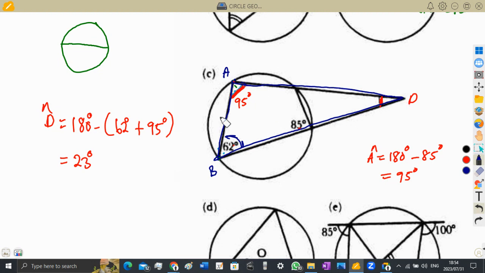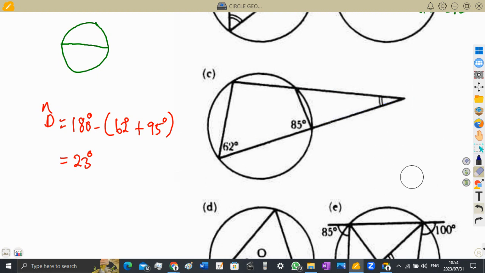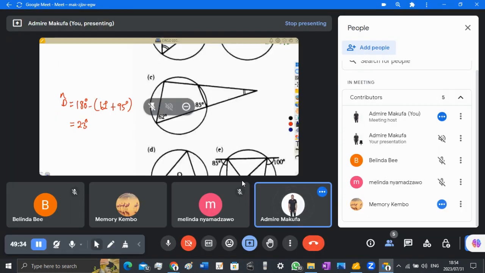We are still having a triangle, and we know that angles in a triangle must add up to 180. So the angle D is going to be 180 minus these two angles, 95 plus 62. So still we are going to obtain the same answer from there. I don't know if we are together on this part. So that's how these questions might be given.